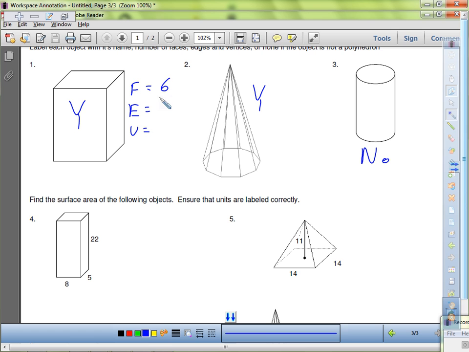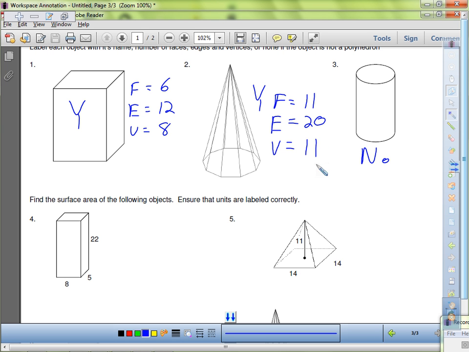Faces are 6, edges 4 at the top, 4 at the bottom, 4 around, so that's 12. And then vertices we have 8, which fits our formula: faces plus vertices is equal to edges plus 2. Here, faces, this is a decagon, so there are 11 faces. Edges, 10 around the top, 10 around the bottom, which means 20. And then vertices, there are 11 as well.